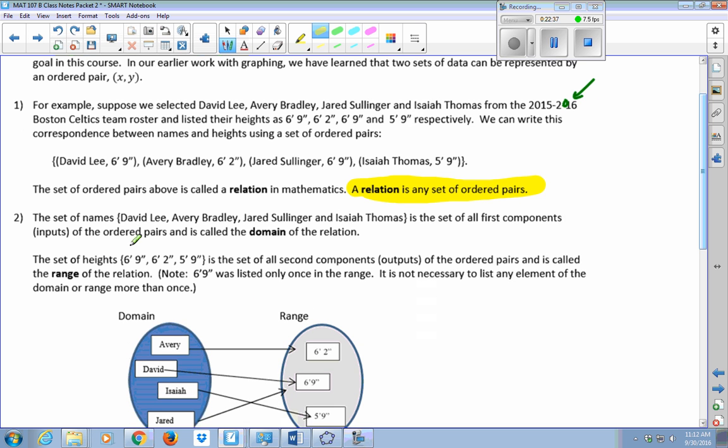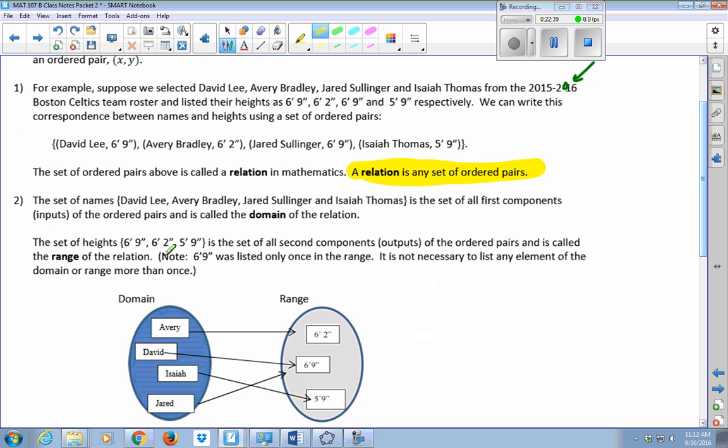The set of heights, again, these 4 heights, notice I didn't duplicate 6 feet 9 inches, just like when we were talking about the Beatles reunion. When we look at the union of sets, we don't duplicate if a person belongs to both sets or a number belongs to both sets. We only list it once. So very similar to class 2 when we were talking about unions of sets.